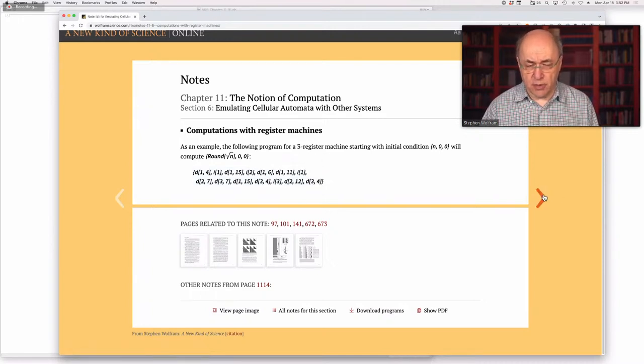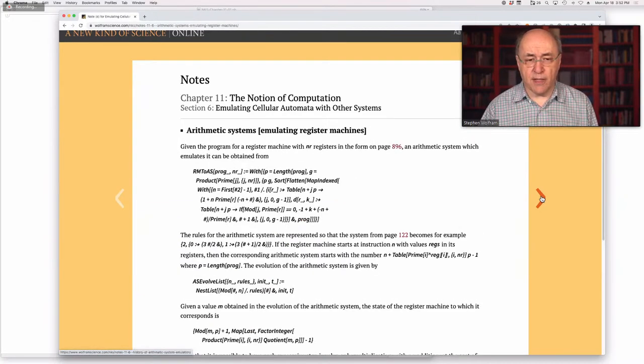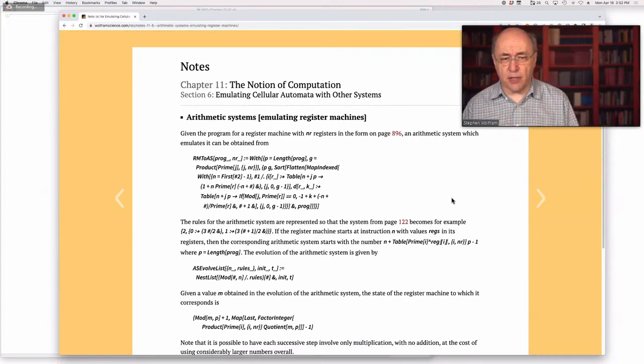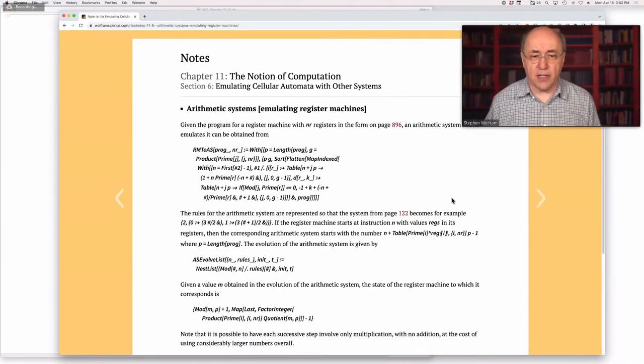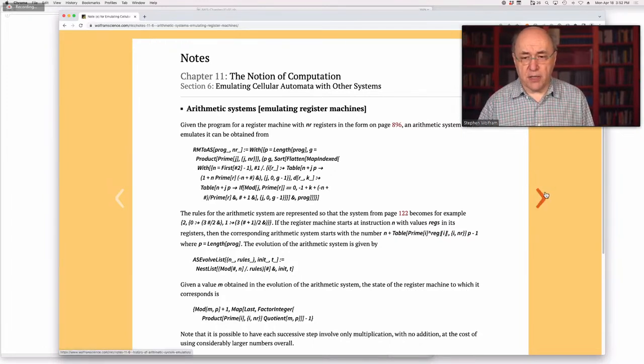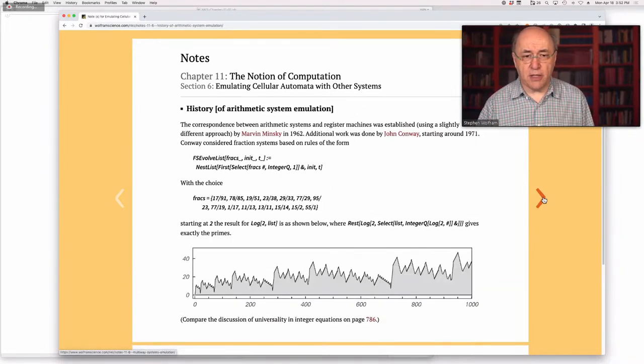And is it doing a Newton's approximation or not? I think it's doing another kind of approach that I talked about in the book, that I think the Babylonians or maybe the Egyptians had also discovered back in the day. Arithmetic systems like 3n plus 1 doing register machines.